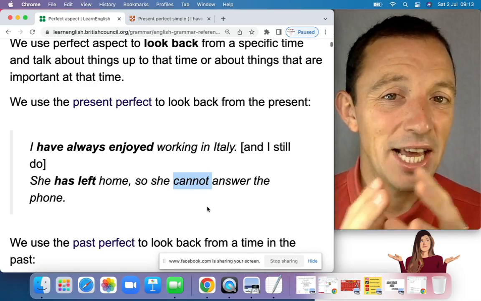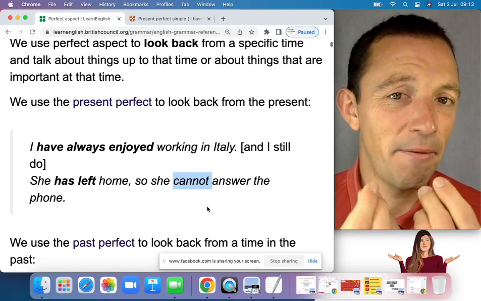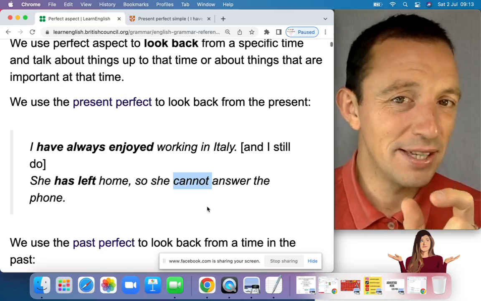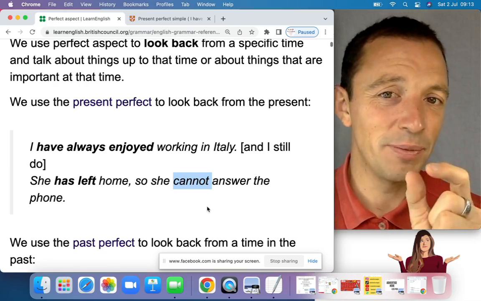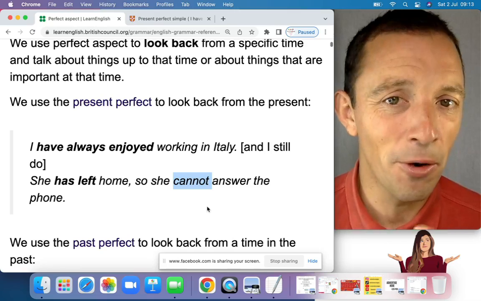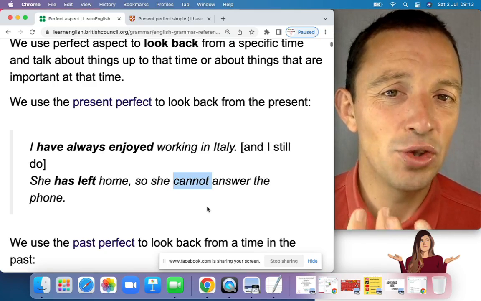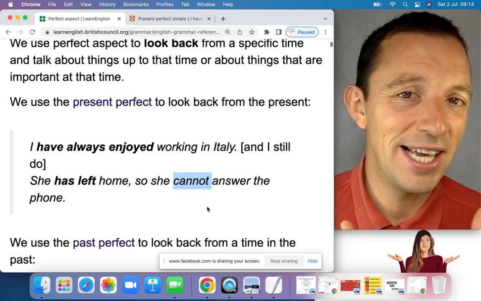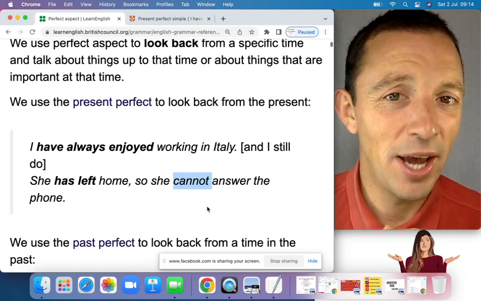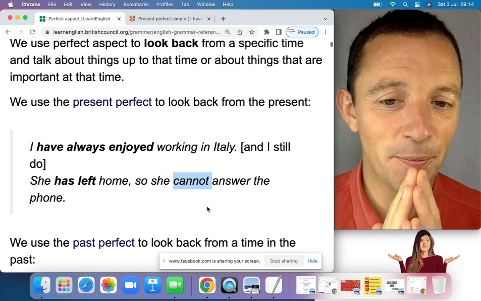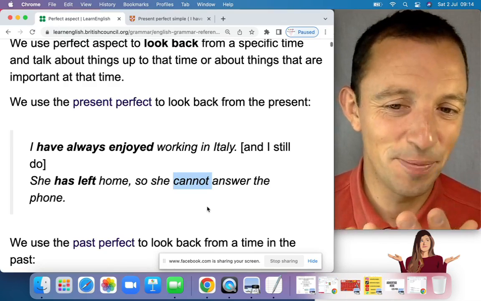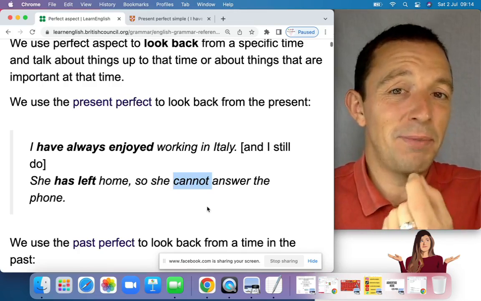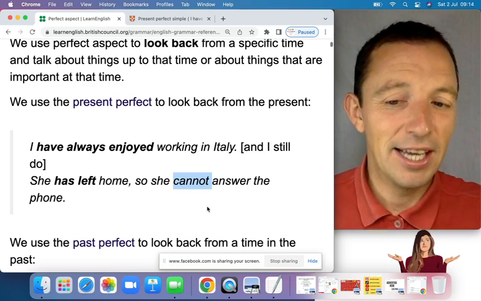Cannot is important because in correct formal English, it's necessary to write cannot most of the time instead of the contraction. So cannot is a better, more formal, more polite way to write it. The contraction is not the best idea, especially in formal situations. So this situation is formal and correct and good. So she has left home, therefore, so she cannot answer the phone. You're in the perspective of the present, but you're looking back at the past.